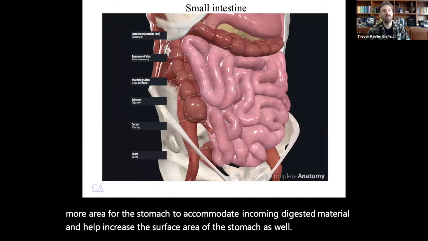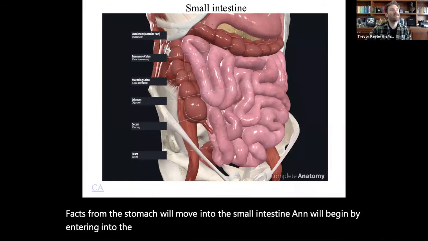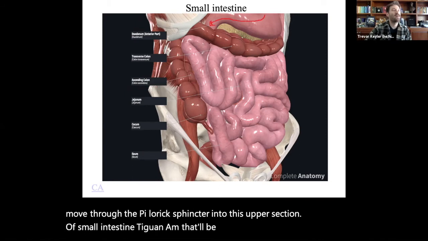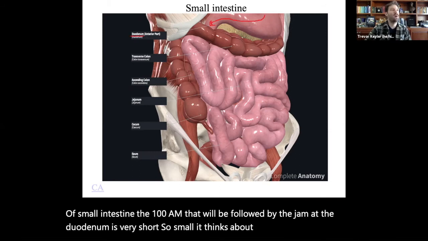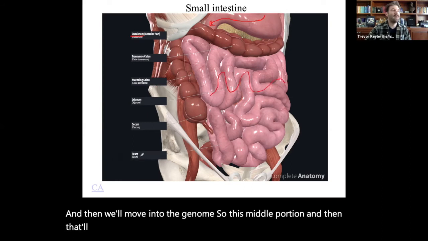All right, so from the stomach, we'll move into the small intestine, and we'll begin by entering into the duodenum. So if we have our stomach right here, we'll move through the pyloric sphincter into this upper section of the small intestine, the duodenum. That'll be followed by the jejunum. The duodenum is very short, so small. I think it's about a 10-inch section of intestine. And then we'll move into the jejunum. So it's this middle portion. And then that'll be followed by the ileum. And that'll be this lower portion.